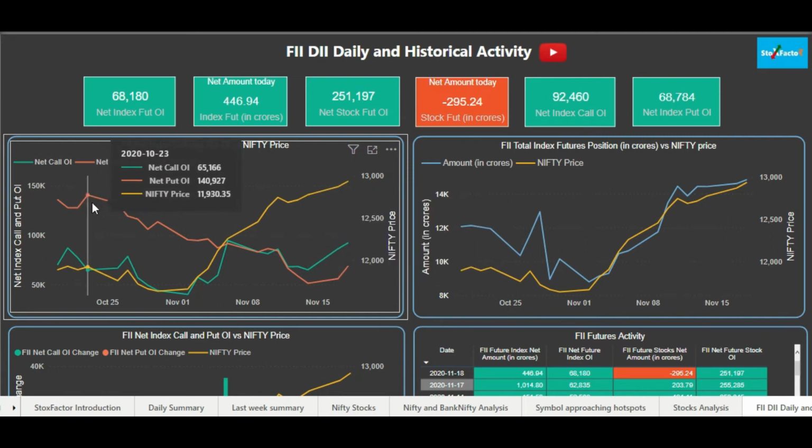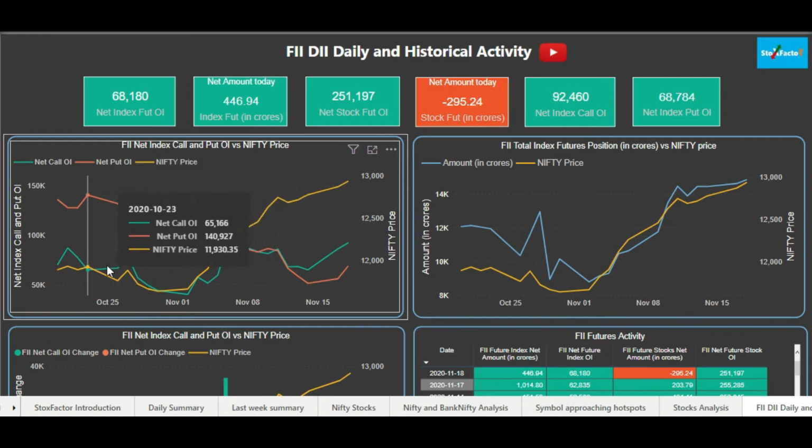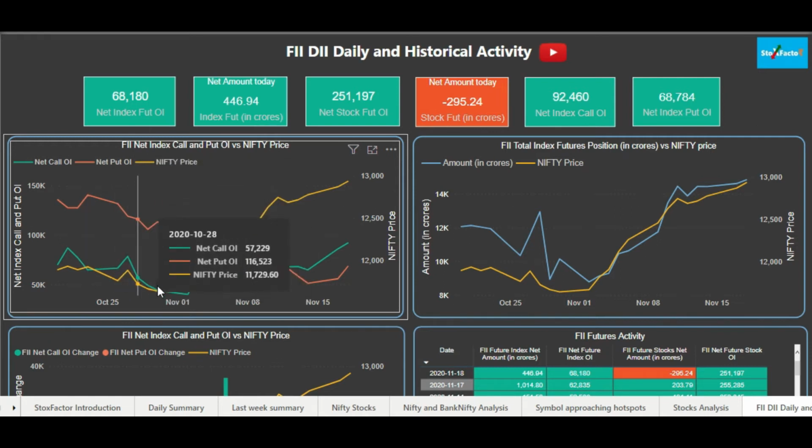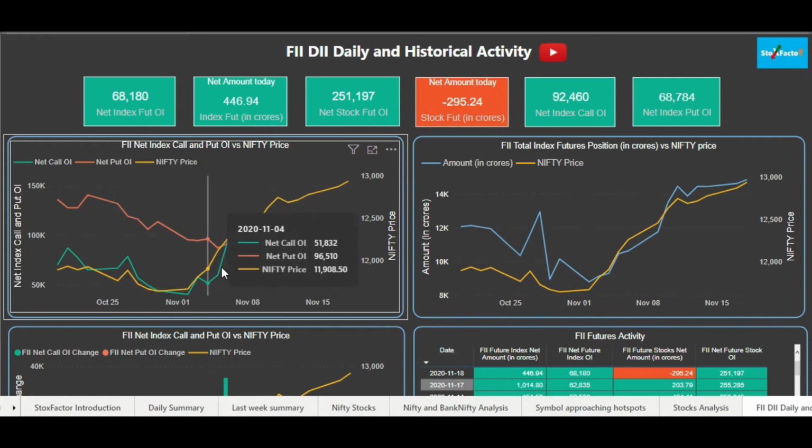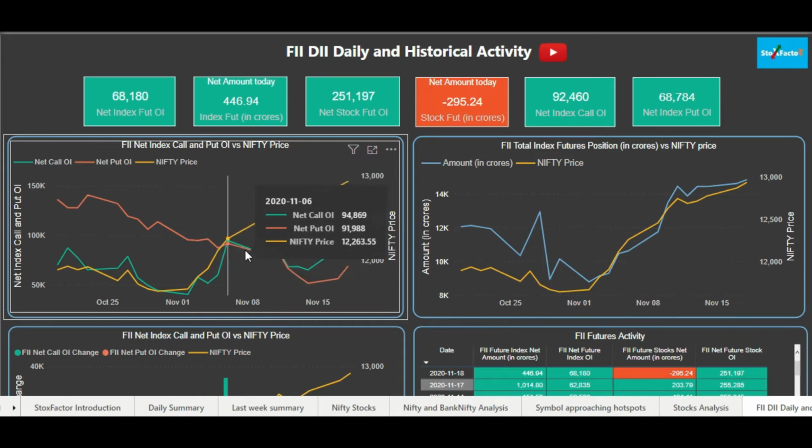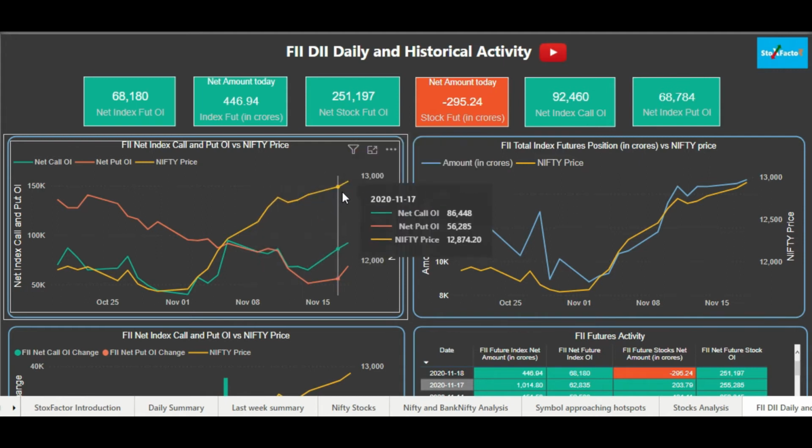Similarly, you see here that the put OIs and call OIs were both falling, so the market was also falling. But then the trend reversed, and you can see immediately there was a jump in the call OI, and the put positions were reducing, and the market started in the upward direction. So this gives you a sense for the near term.